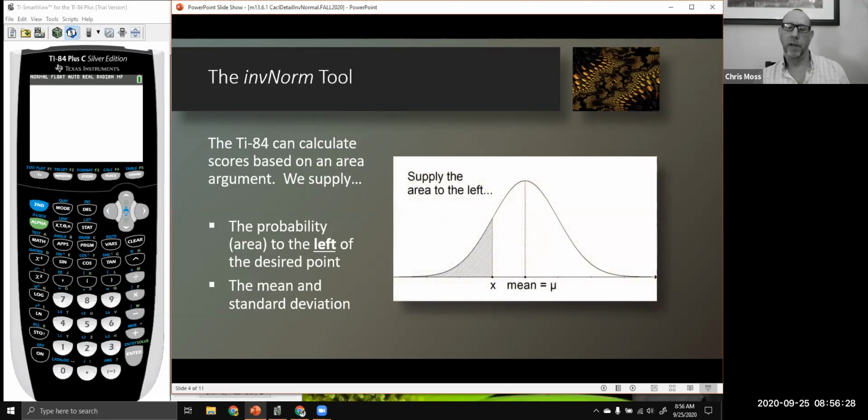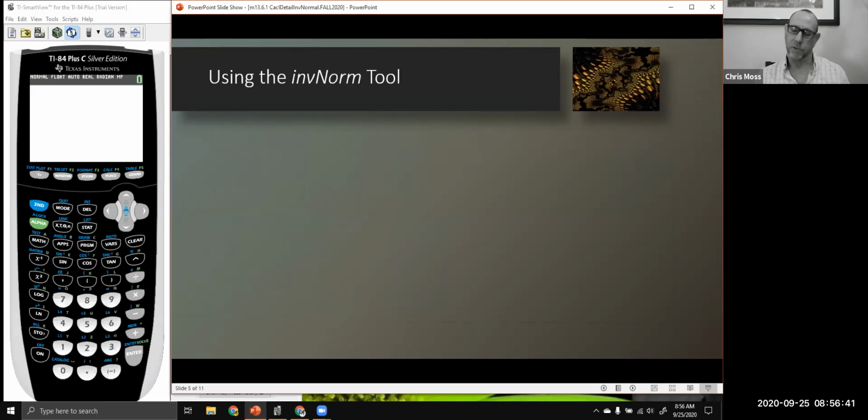Part of the issue is the way your calculator works with the inverse norm tool. I need to give an area summed from the left, not from the right, from the left. And it can be a little bit fussy. We're going to see some of the detail here in just a moment.